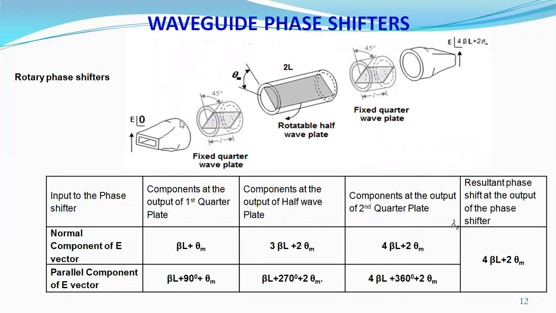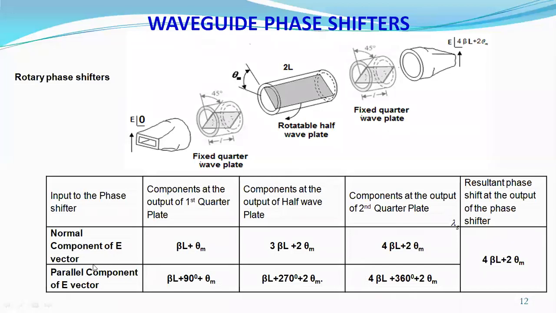So this is the phase shifter. Whatever phase shift we want to provide, we add it to the rectangular waveguide microwave signal by using this rotary phase shifter. Okay, here we have two cases.